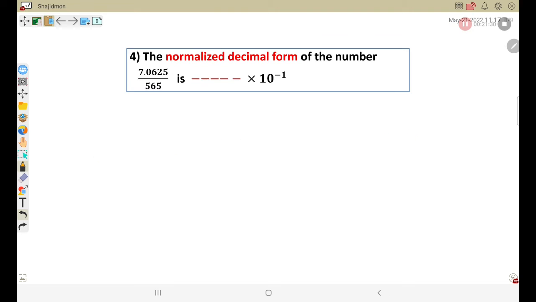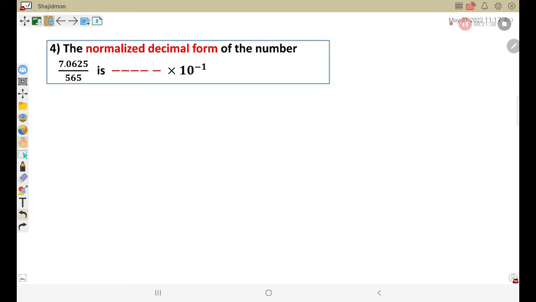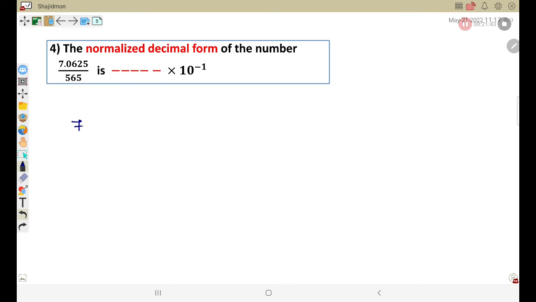Now we will go to the next one, the last question from here. The normalized decimal form of the number. One number is given here, 7.0625 divide 565 equals. First we can check that number from the calculator. That number we are getting equals 0.0125. This is the number.